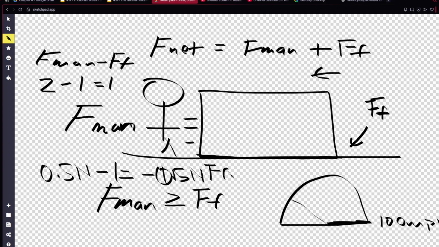So technically, even though this maximum friction force here is 1 newton, it won't start pushing back the box because static friction only applies when a force is applied to it. So technically it will be 0 newtons, 0 net force, because this doesn't actually push back. It only resists. It's a resistor.